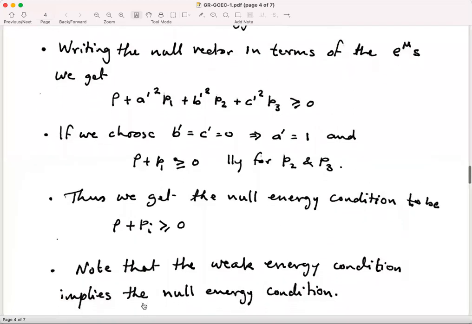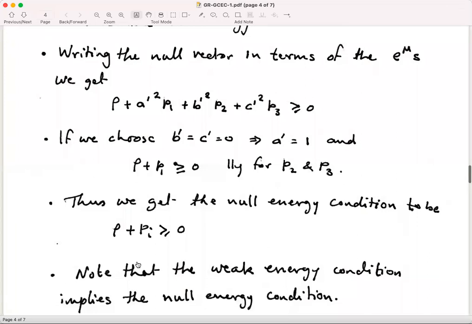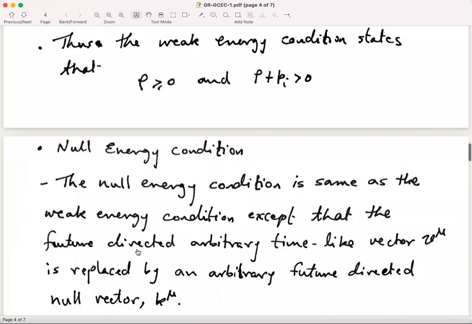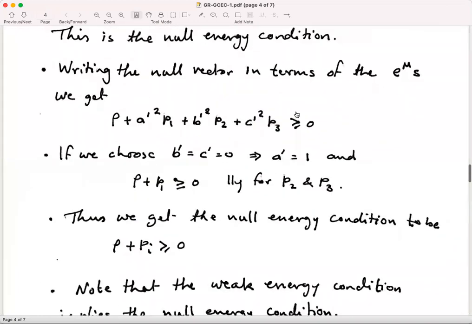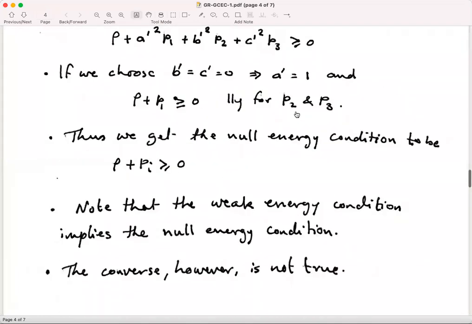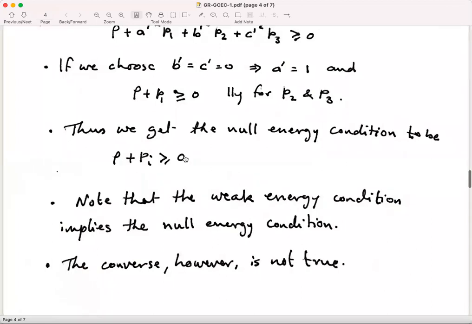Notice that the null energy condition is something which you could see can be derived from the weak energy condition. Because the weak energy condition says rho is greater than or equal to zero and rho plus P is greater than zero. So if the weak energy condition is satisfied, the null energy condition is automatically satisfied.